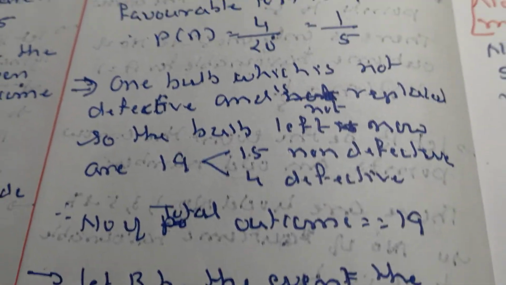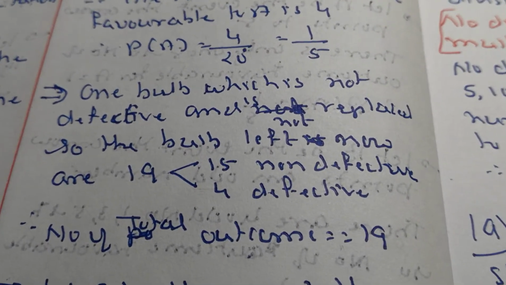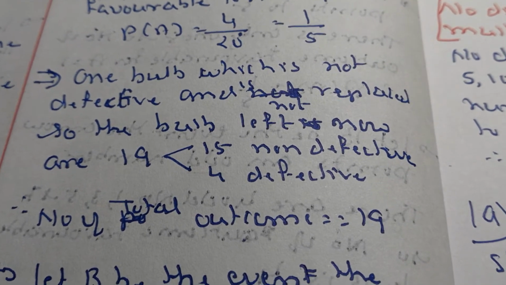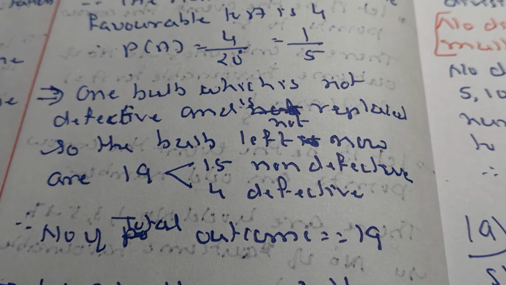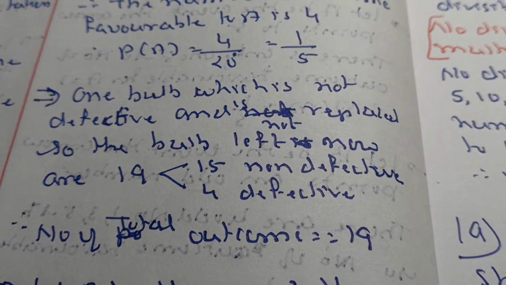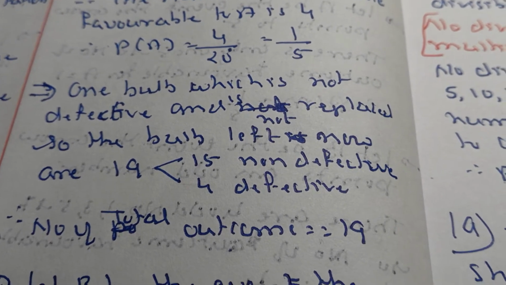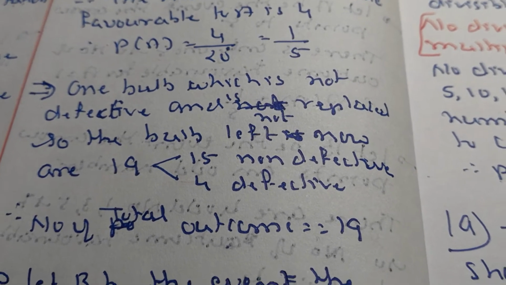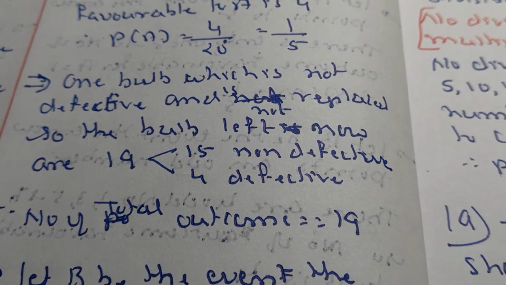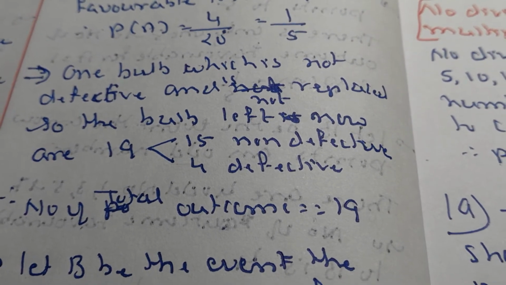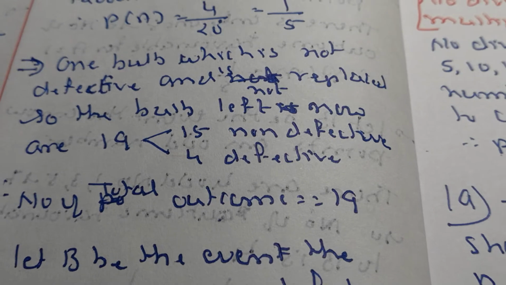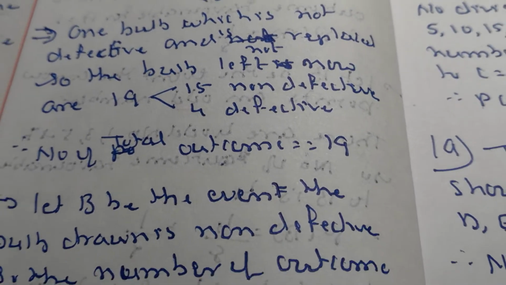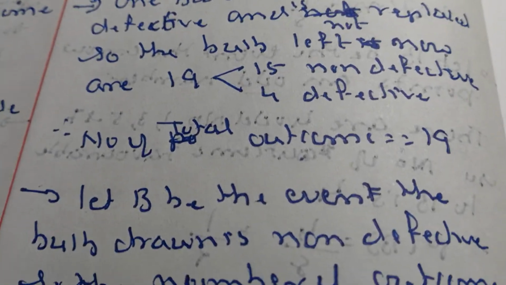Some important notes. One bulb which is drawn is not replaced. So the bulbs left now will be 19. That is, one bulb is drawn out of 20 and that is not replaced, so 20 minus 1, the bulbs now left will be 19. Out of this 19, 15 are non-defective and 4 are defective because we don't know which bulb was taken out. The number of total outcomes now will be 19.